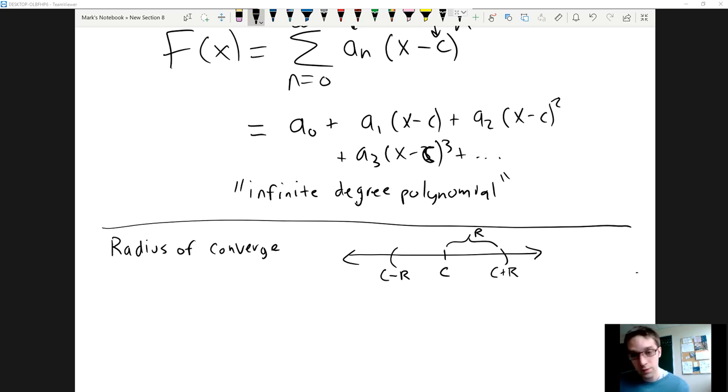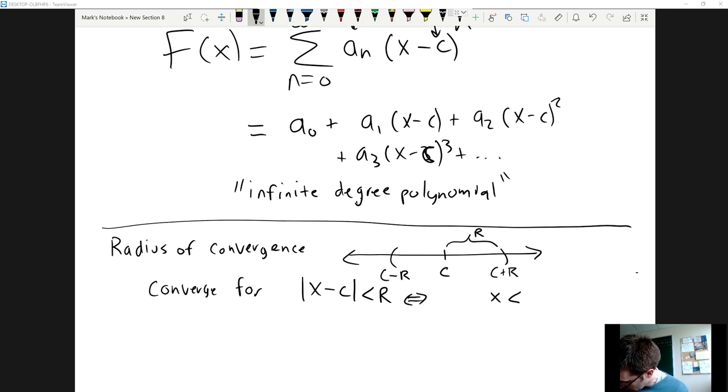And so that distance from the center point out to the sides is what we would call our radius of convergence. And another way of writing that interval is that it will converge for values of x where the absolute value of x minus c is less than r. This is completely equivalent to saying that x is between c minus r and c plus r. So that's the radius of convergence. It tells us how far away from that center point we can go and still get convergence.